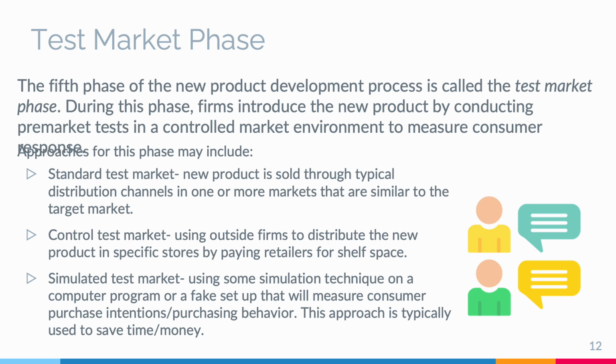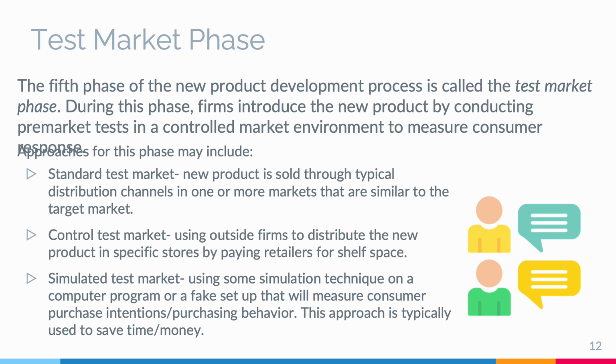They may include standard test market. The new product is sold through typical distribution channels in 1 or more markets that are similar to the target market. Controlled test market. Using outside firms to distribute the new product in specific stores by paying retailers for shelf space. So the original firm would partner with an outside firm, which would be in charge of distributing the product and measuring all of the data and getting it back to the original firm.